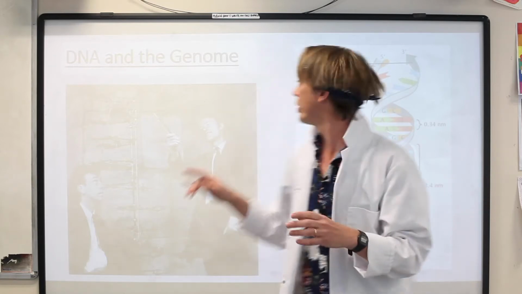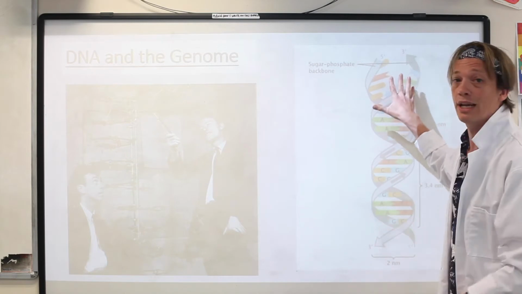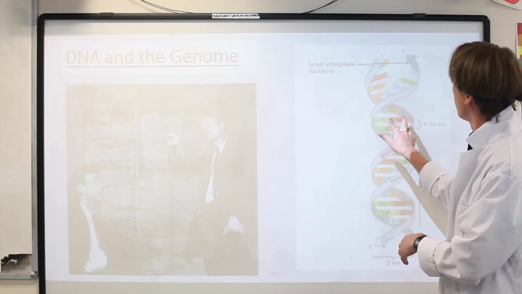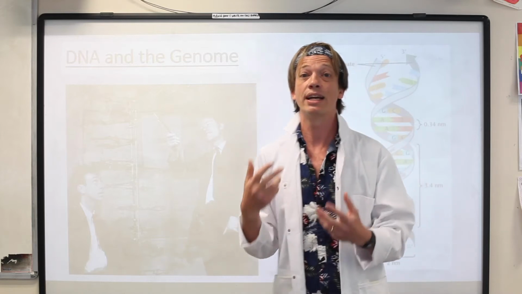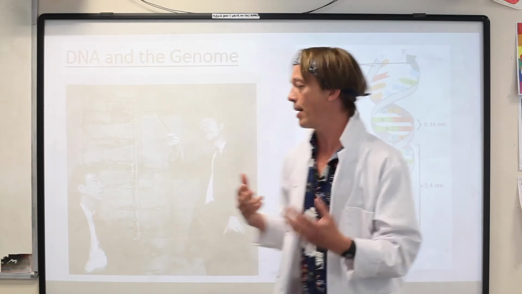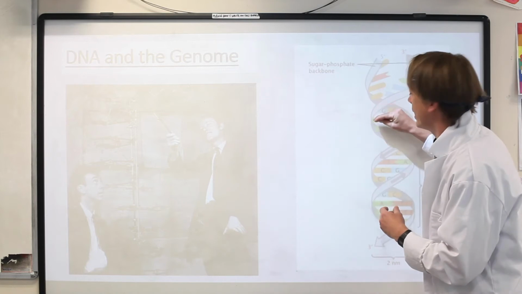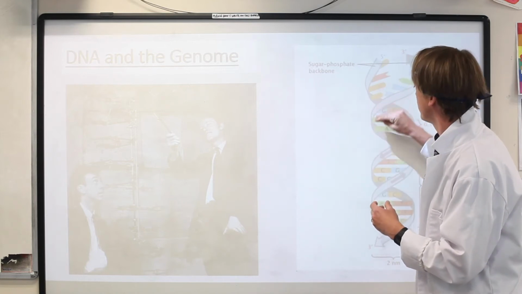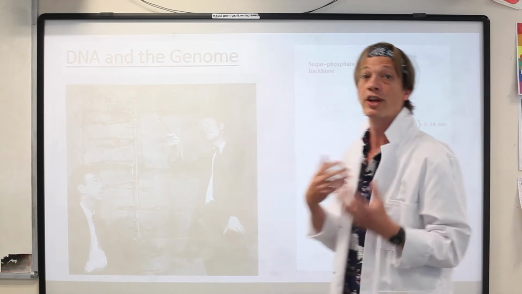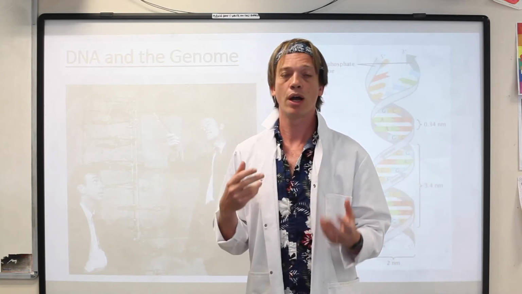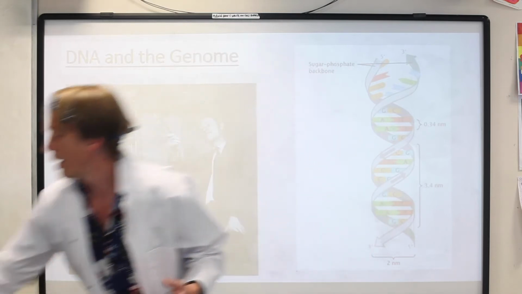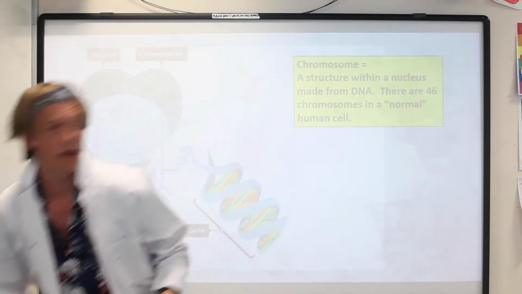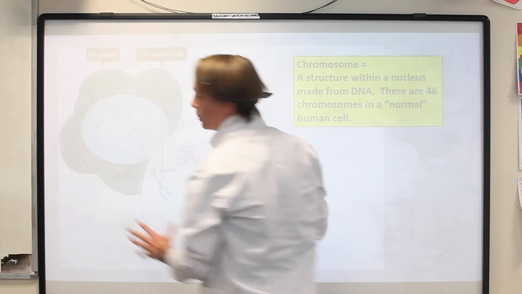Okay, so we've got the double helix, we've got our bases in the middle, and the other thing you need to know is that DNA is a polymer. And what that means is that it's made out of repeating units, repeating monomers, so the molecule itself is a polymer. Okay, now what we're going to do is we're going to move on and we're going to see how it's all put together.